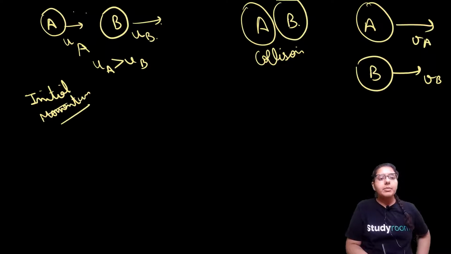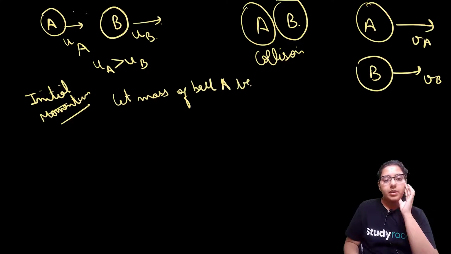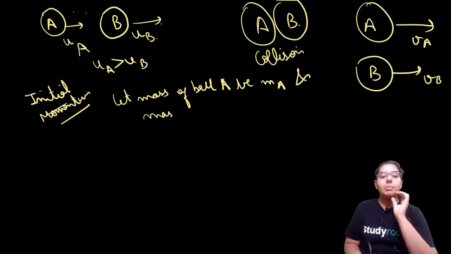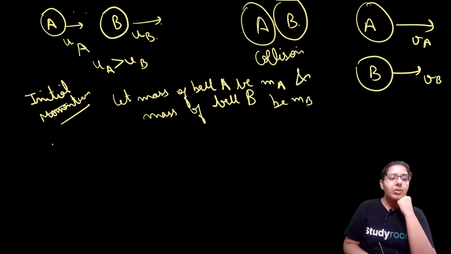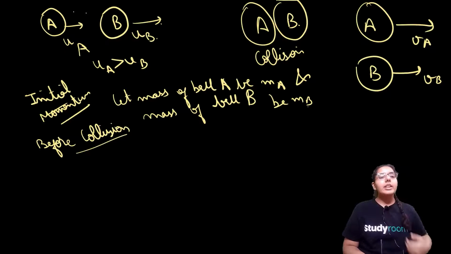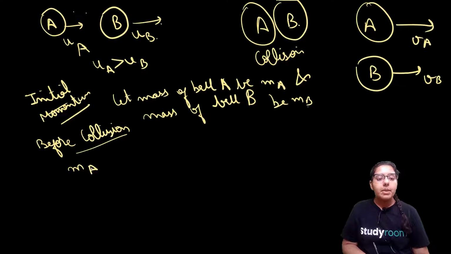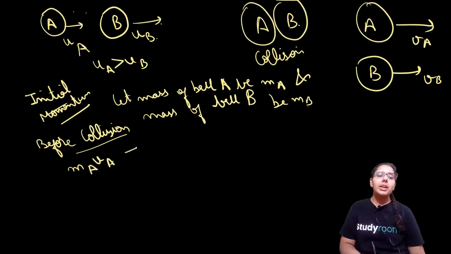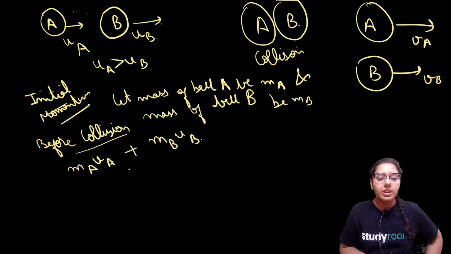Now what is your initial momentum? Initial momentum is mass into velocity. So let mass of ball A be MA, and mass of ball B be MB. So before collision, what will be your initial momentum? Initial momentum of your ball A, your momentum is mass into velocity, so MA into UA. And what is your initial momentum of ball B? Mass of ball B is MB into UB. This is your before collision, your initial momentum.